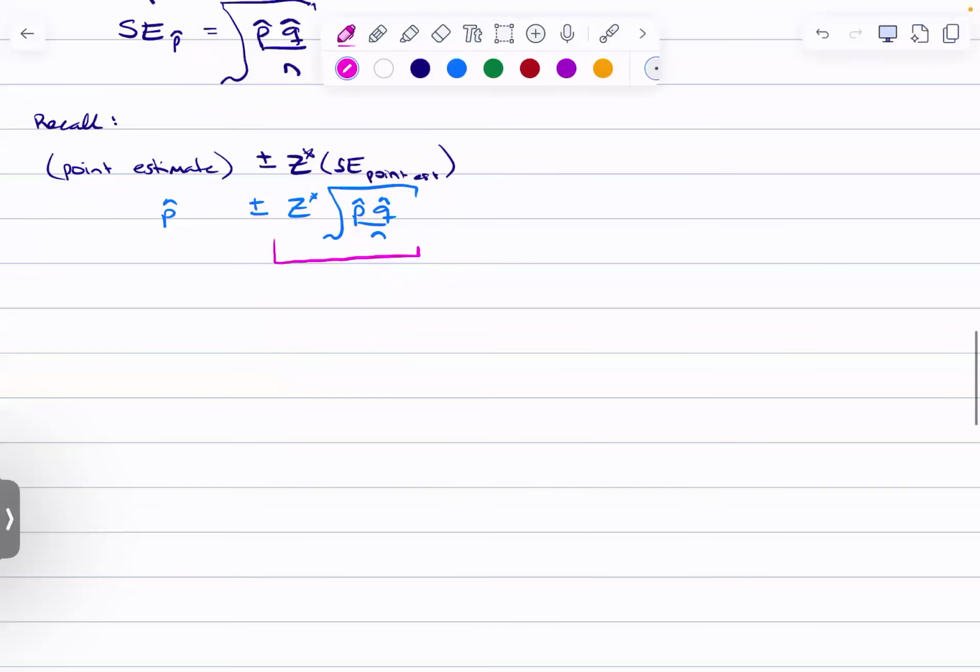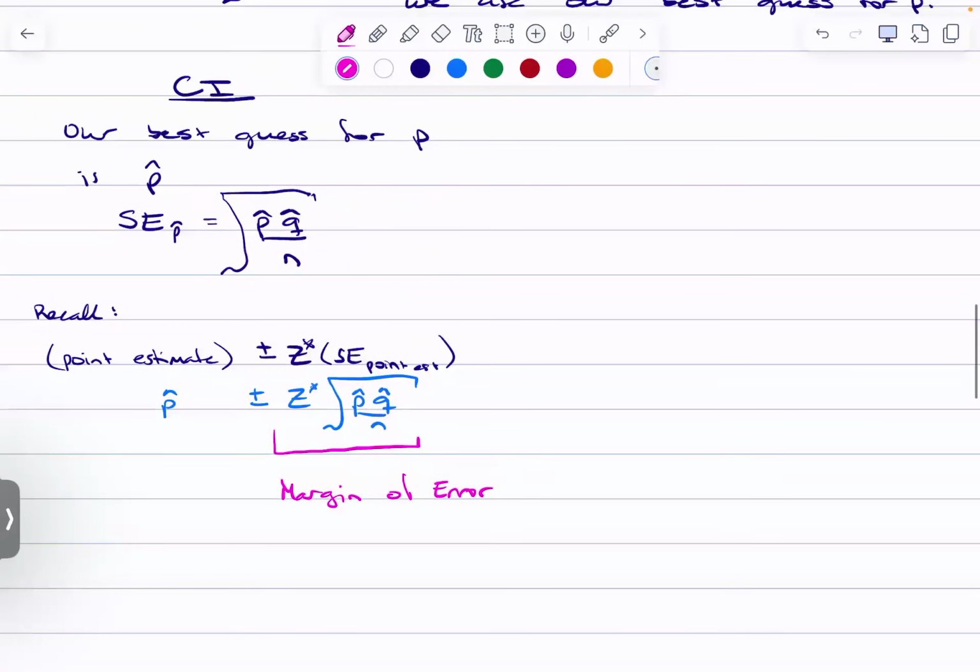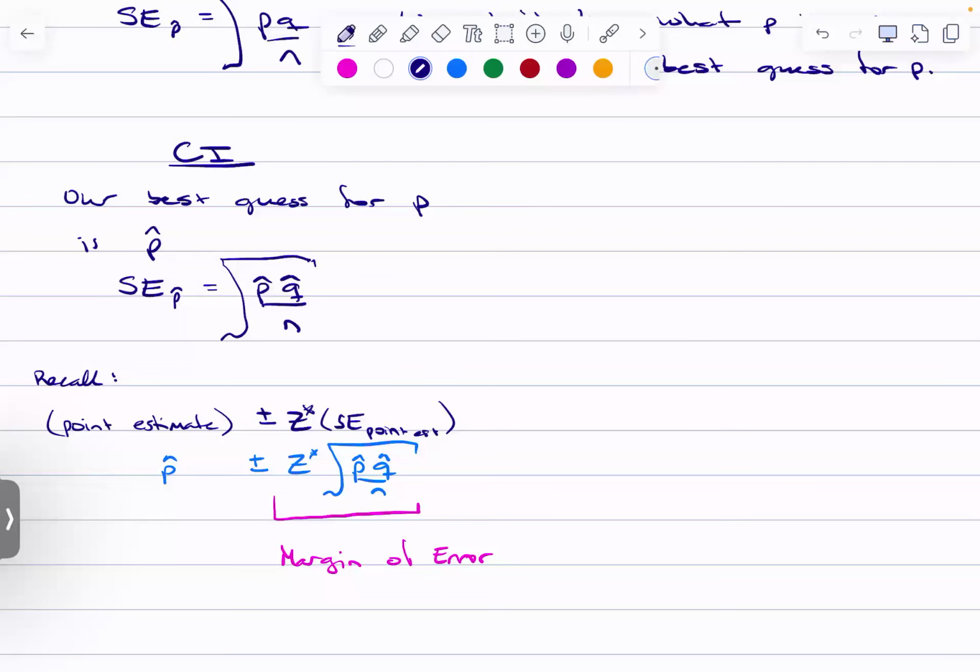And so now this whole thing, I call it a buffer, is called the margin of error. Plus a little down, down a little, up a little. And then we've made a confidence interval.